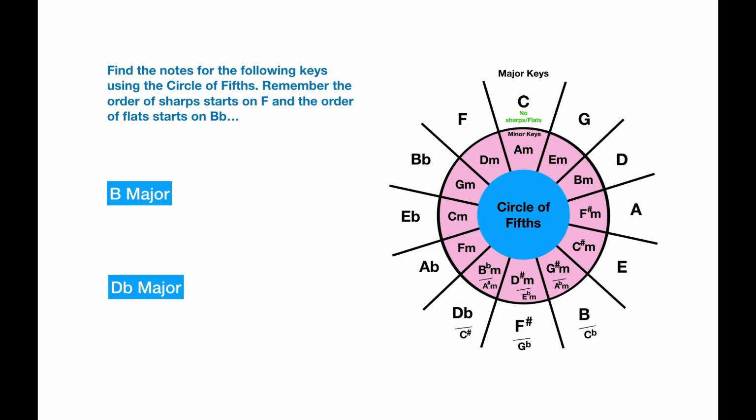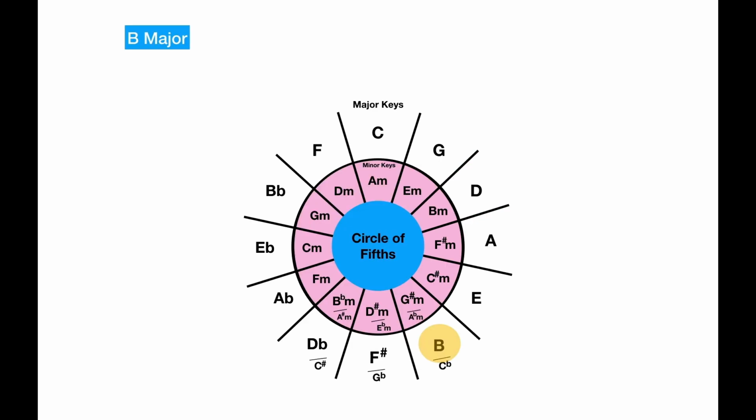In today's exercise, I've given you 2 more scales to find the notes of using the circle of fifths. So we've got B major and D flat major. So starting with B major, we find the B from the outer circle. There it is. We write down our 7 notes of the scale, B, C, D, E, F, G and A. And now we need to find out how many sharps are going to be in it. We know it's sharps because B is on the right-hand side of the circle.